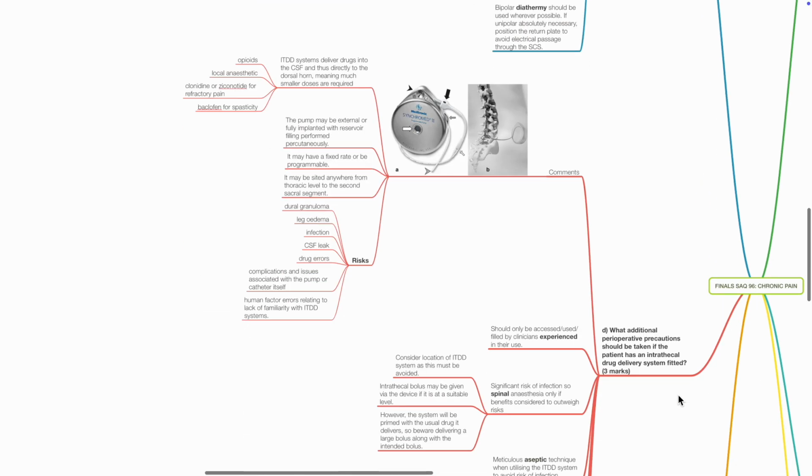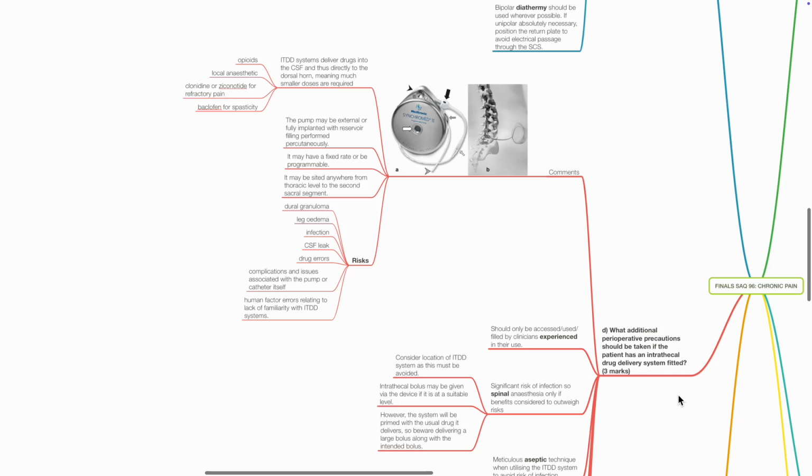D. What additional perioperative precautions should be taken if the patient has an intrathecal drug delivery system? These systems deliver drug into the CSF, thus directly to the dorsal horn, meaning much smaller doses are required. Drugs used include opioids, local anesthetics, clonidine or ziconotide for refractory pain, and baclofen for spasticity. The pump may be external or fully implanted, with reservoir filling performed percutaneously. It may have a fixed rate or be programmable. It may be sited anywhere from the thoracic level to the second sacral segment.